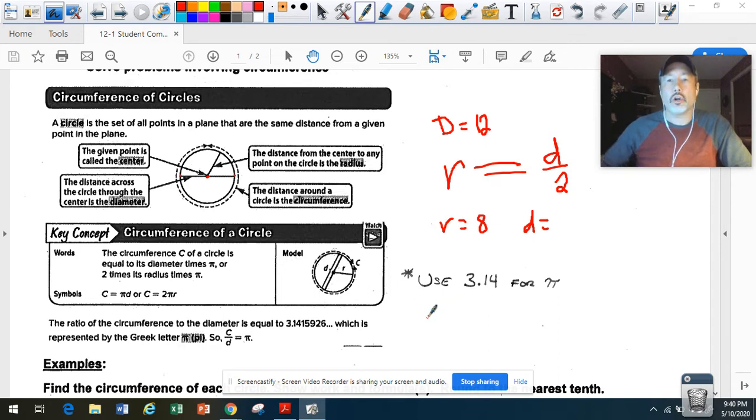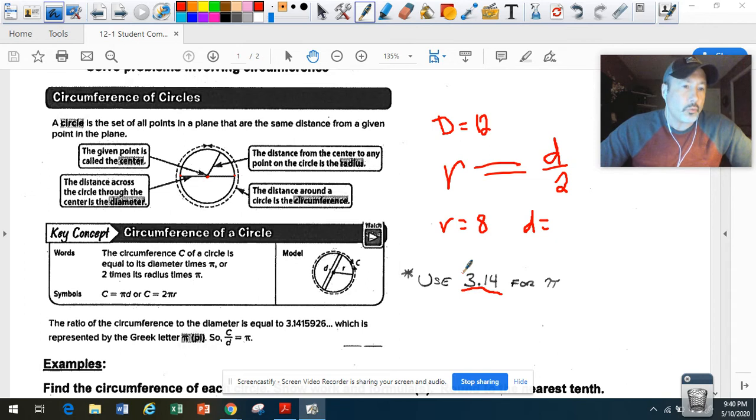Now, we are going to use 3.14 for pi. We are not going to use calculator pi, okay? 3.14159 and it goes on forever. We are just going to use 3.14 as our pi. That's just going to make life a lot easier here.